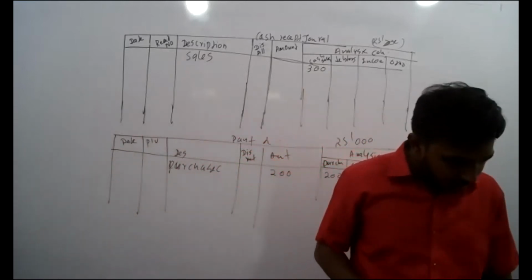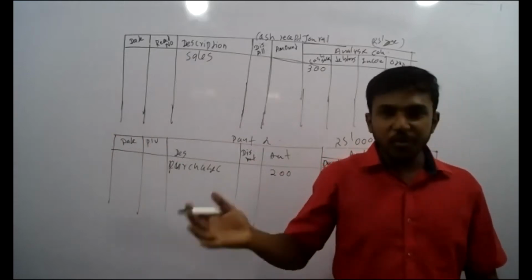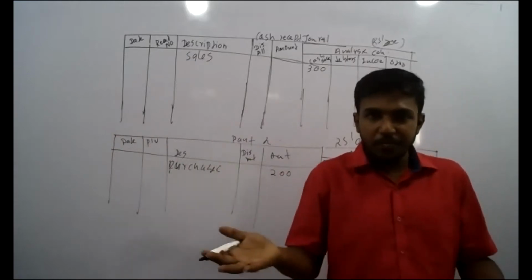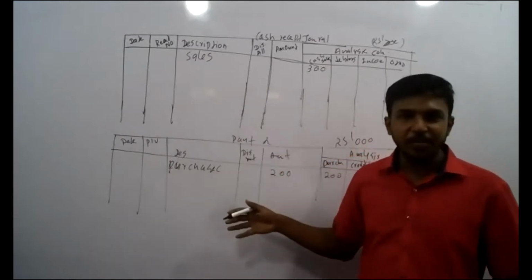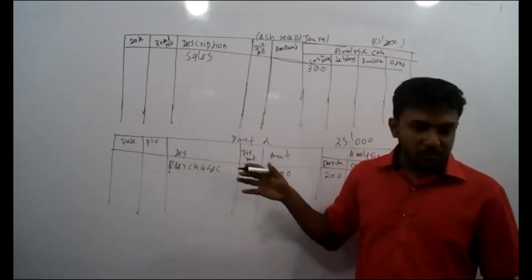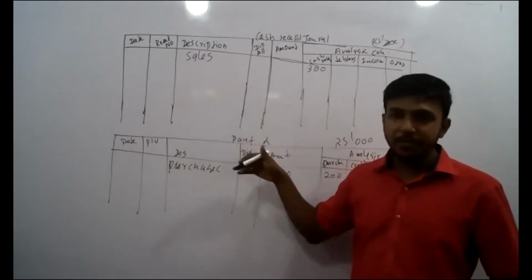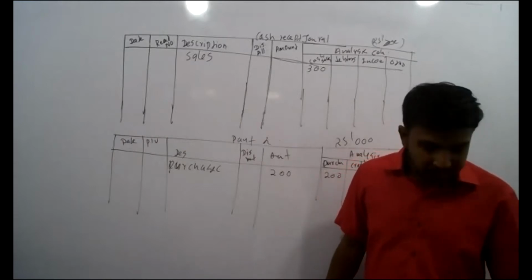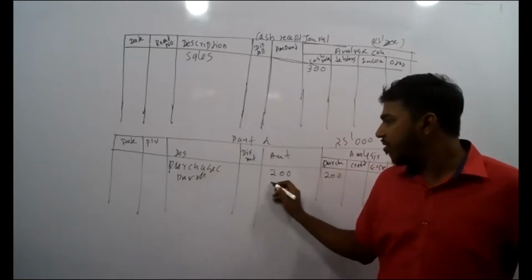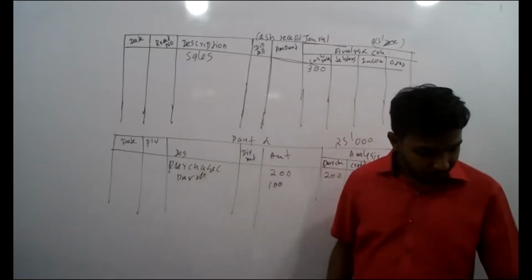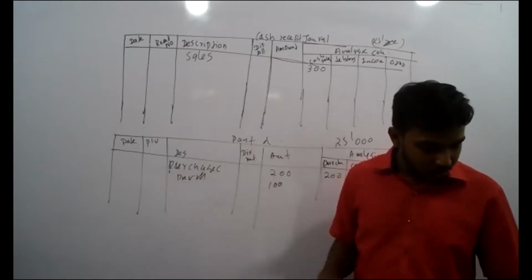Then credit purchases doesn't come. Return of goods doesn't come because there is no impact on cash. Credit purchases go to the purchase journal, not to cash receipts and payments. Return outwards also doesn't go to the cash book. Cash purchases 100, again purchases 100. You can put the amount and the date. Credit sales goes to the sales journal, not here.